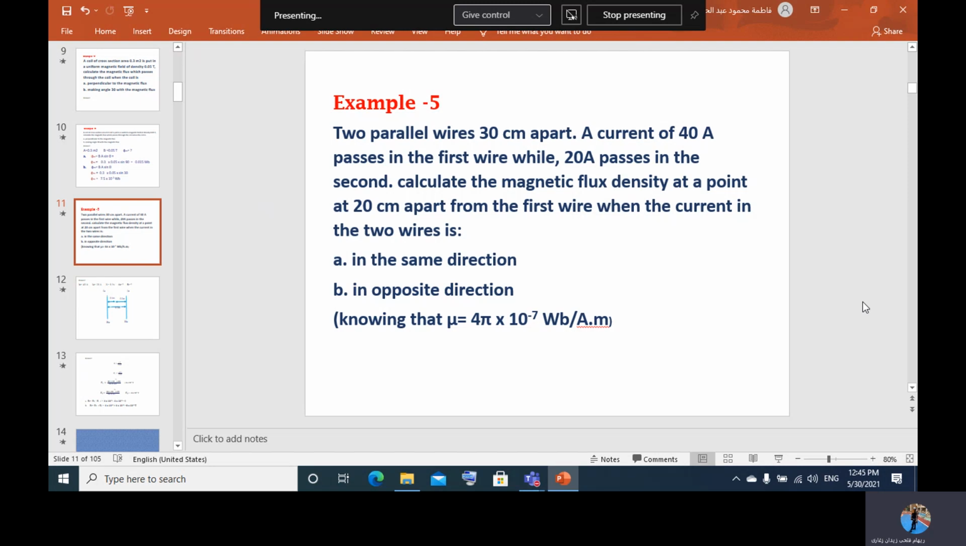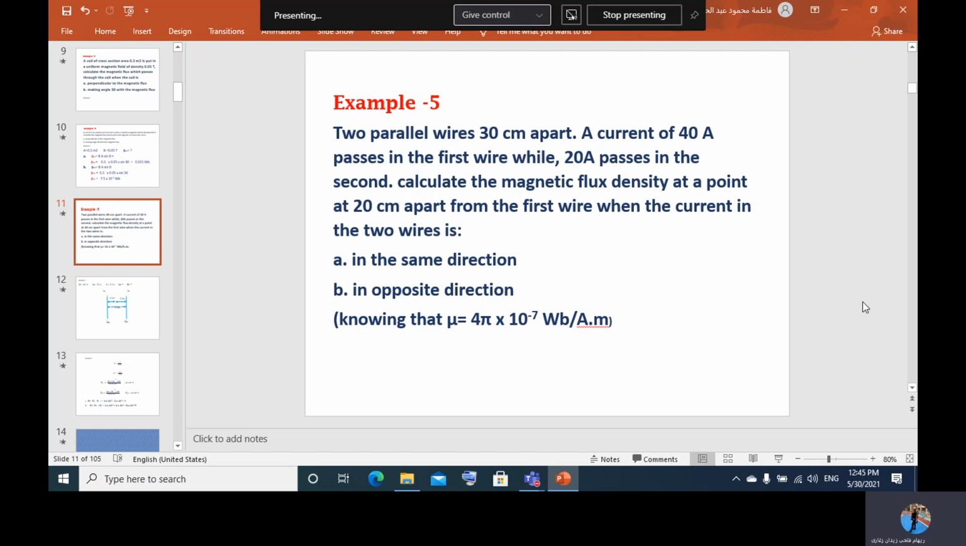I have two wires and the current in the same direction. B, if the current is in the opposite direction. And he gave me that mu, which is the magnetic permeability, equals 4 pi 10 to the power of -7 Weber per ampere meter. All right, so let's now extract the information and see what's going on.